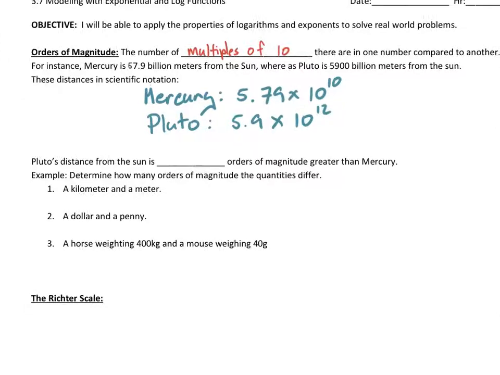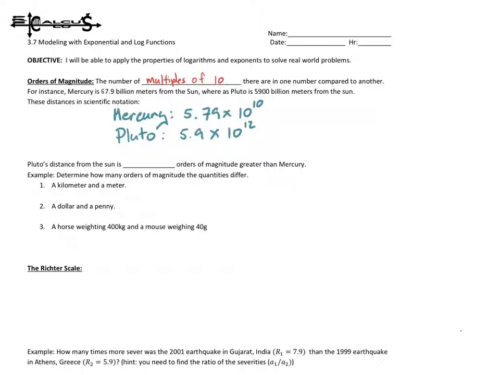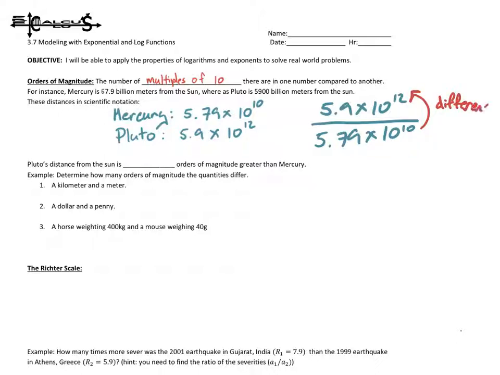Okay, so if we want to compare them, Pluto's distance from the sun is how many orders of magnitude? Well, what we would do is we're just going to divide one into the other. So we're going to take the bigger one, which is Pluto, 5.9 times 10 to the power of 12, and then we're going to divide by, and what we're really looking at when comparing these is, well, what's the difference between these exponents? So Pluto's distance from the sun is 2 orders of magnitude greater than Mercury.